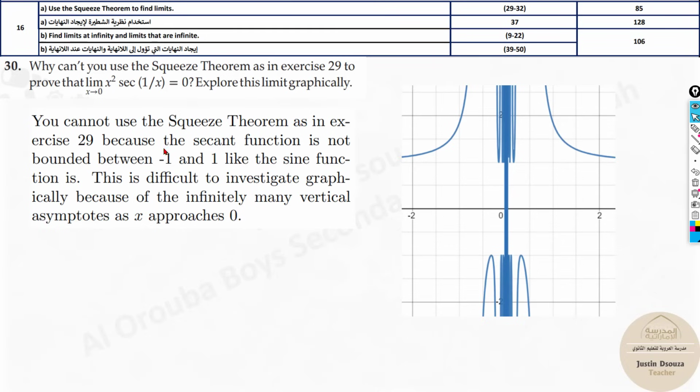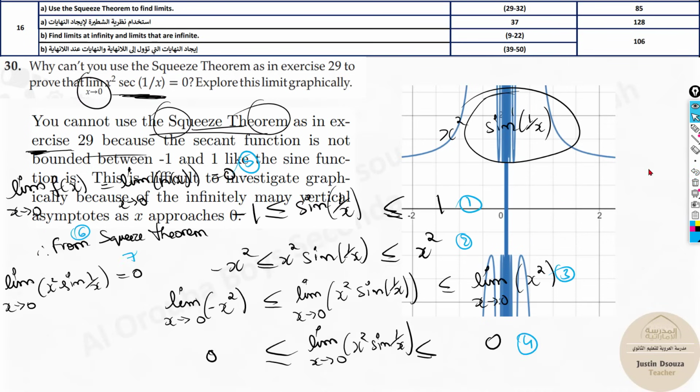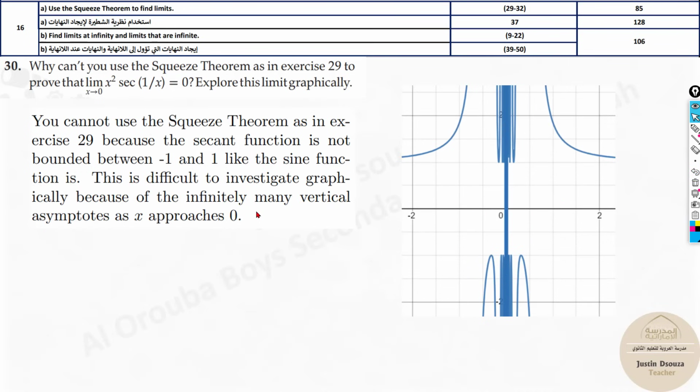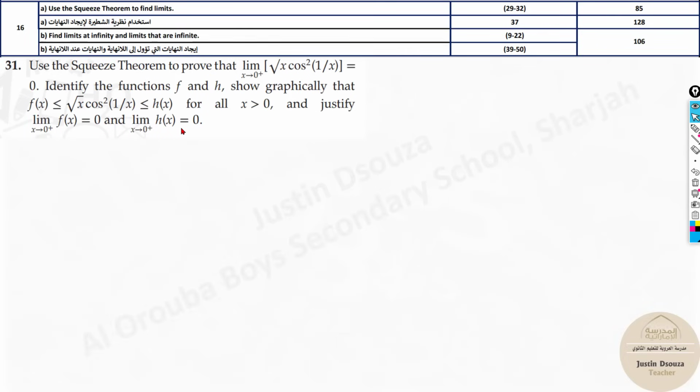Over here, sine and cos graphs are bounded by minus 1 to 1. We had applied that just a while ago. See, minus 1 to 1. It's bounded over there, but this is not. That's why. But I don't think this will be asked. Let's see. This might be asked.